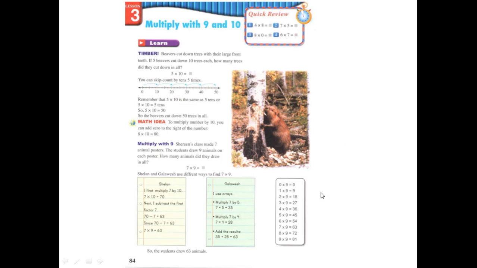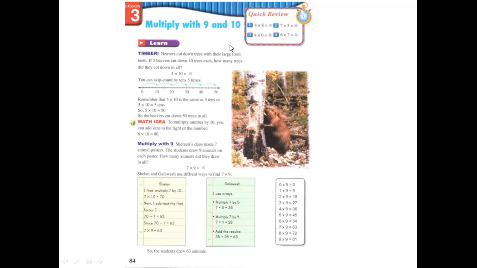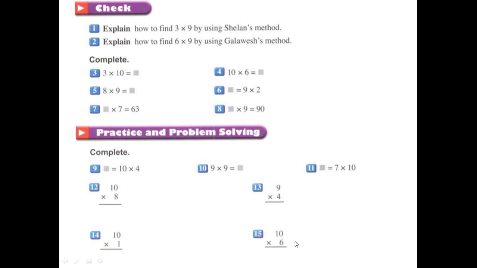Okay, we have multiply with 9 and 10. Multiply with 10, it's so easy, just like 10, 20, 30, 40, 50, 60, 70, 80, 90, 100, okay? And here is multiplication with 9. 9, 18, 3 times 9, 27, 4 times 9, 36, 5 times 9, 45, 6 times 9, 54, 7 times 9, 63, 8 times 9, 72, 9 times 9 equals to 81.